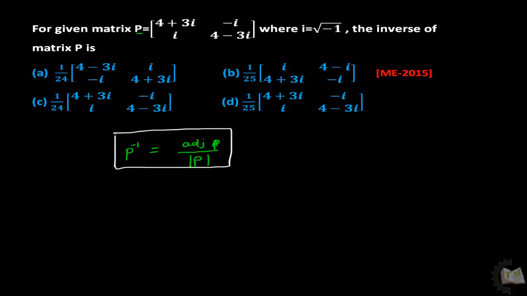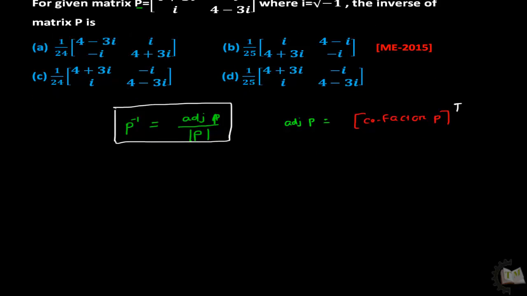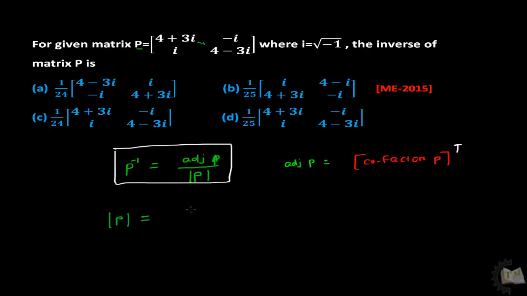How to calculate the adjoint of P? Adjoint of P equals the transpose of the cofactor of matrix P. First, find the determinant of matrix P, which is very simple. Just multiply these two things.